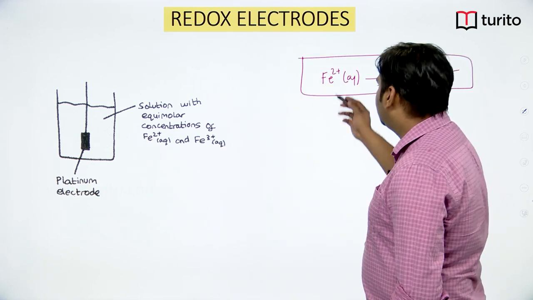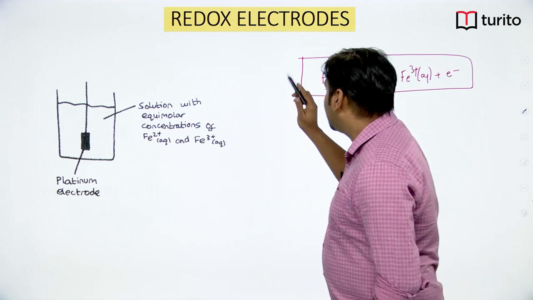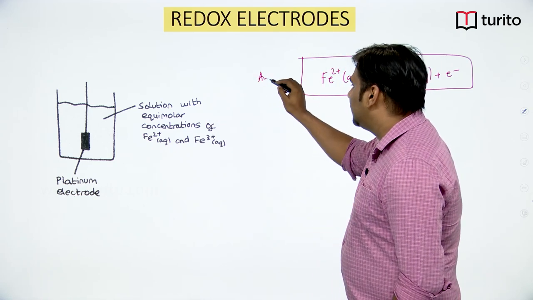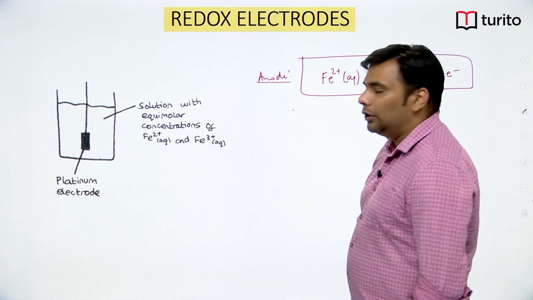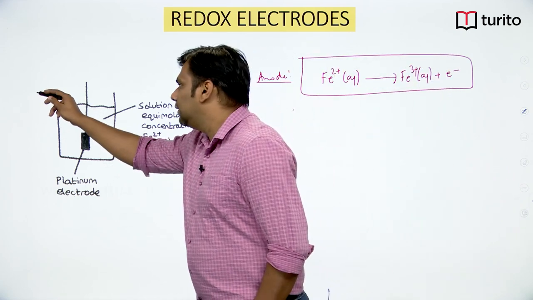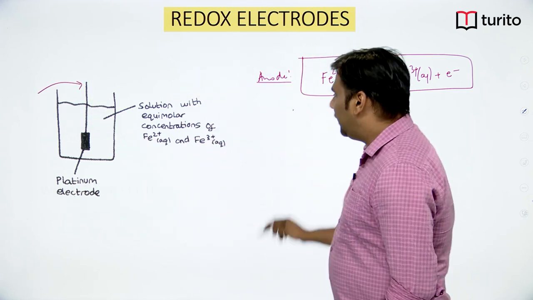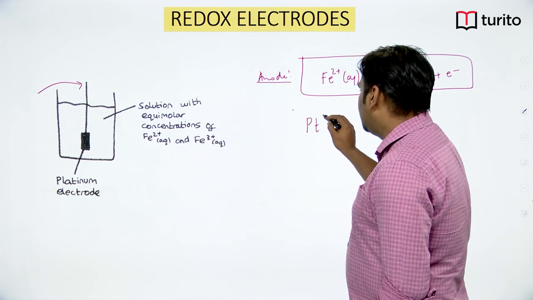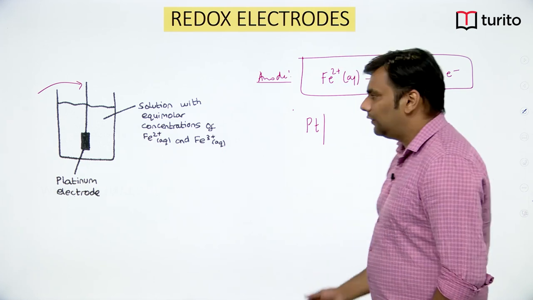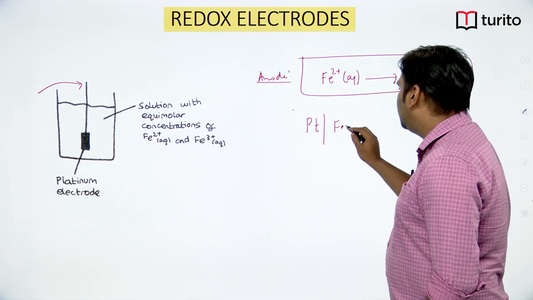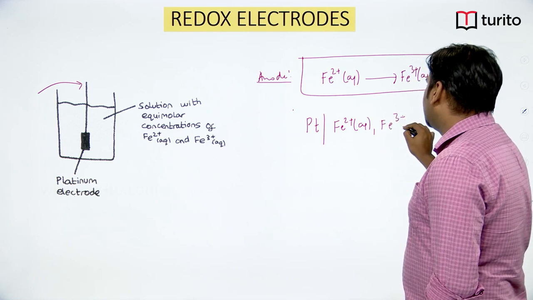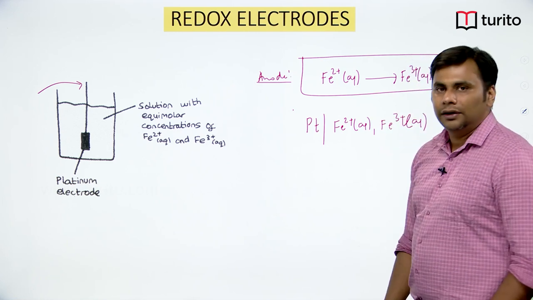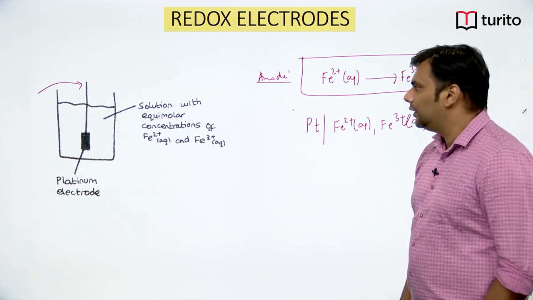So, we will write this as, because this is acting as an anode, since oxidation is taking place. For writing the notation of the anode, we come to the platinum wire and then go inside the solution. When we go into the solution, we get both iron 2 plus aqueous and iron 3 plus aqueous. So this is how you write this in the notation in the anodic half.